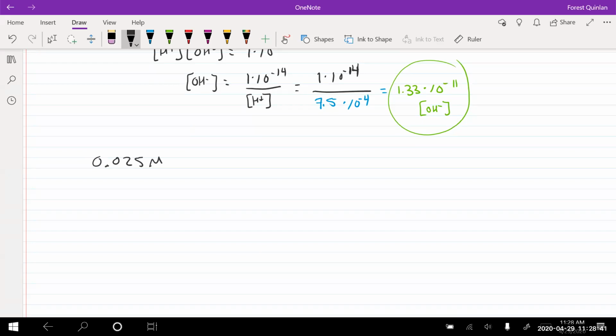0.025 molar sodium hydroxide. Mr. Quinlan? Oh, my concentration of H plus and concentration of OH minus.